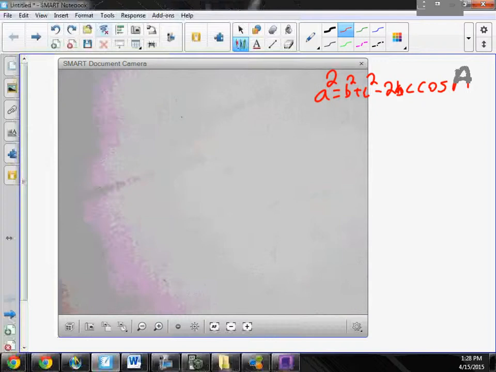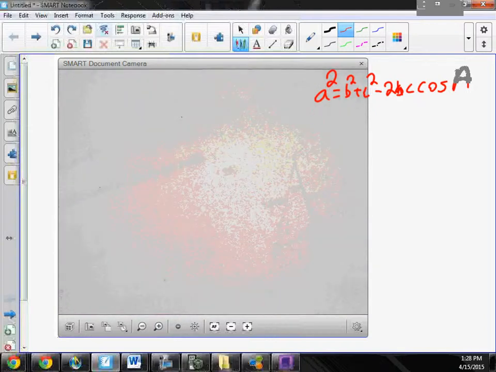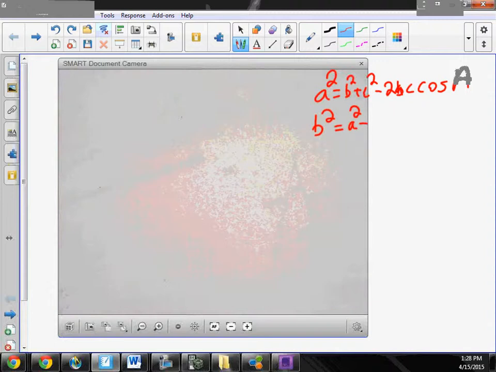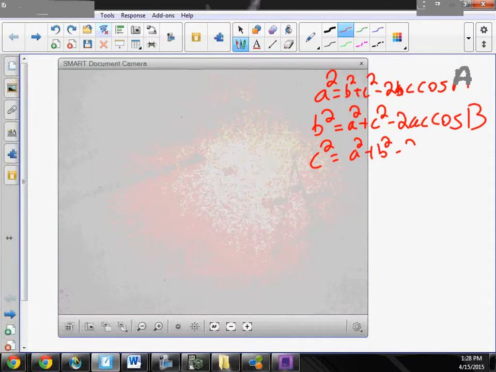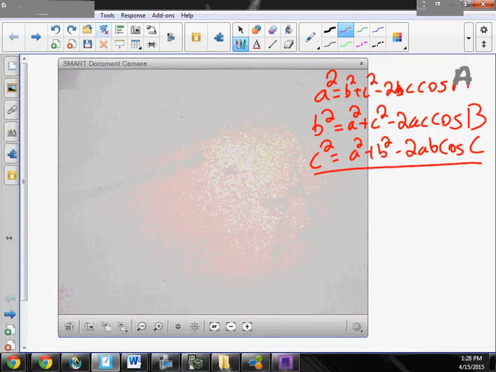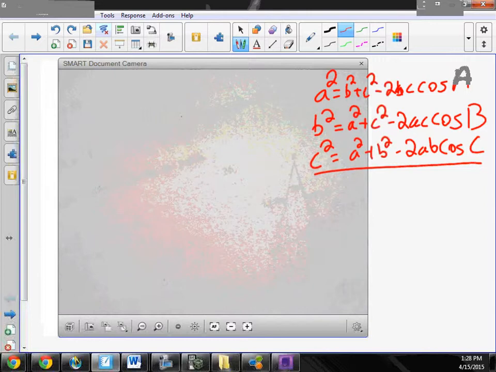What would the b squared equation look like? The b squared would be a squared plus c squared minus 2ac cosine of B. C squared equals a squared plus b squared minus 2ab cosine of C. And this one is the one that turns into the Pythagorean theorem when C is a right angle.